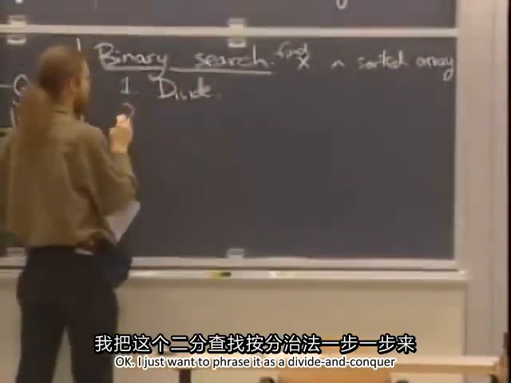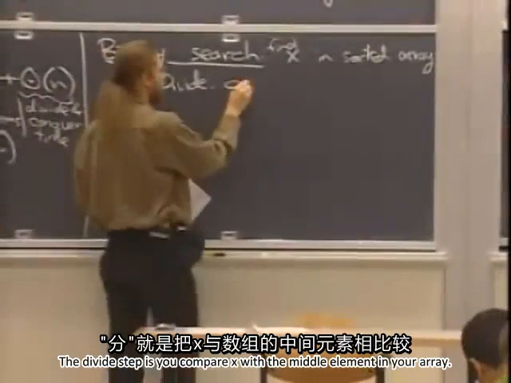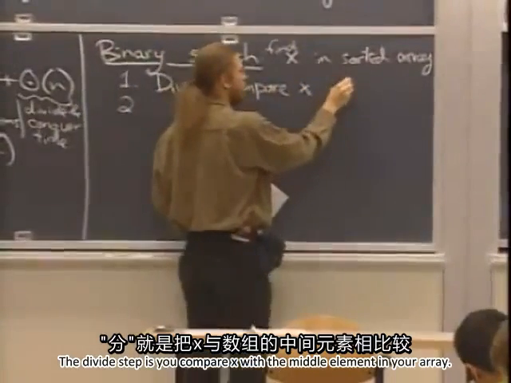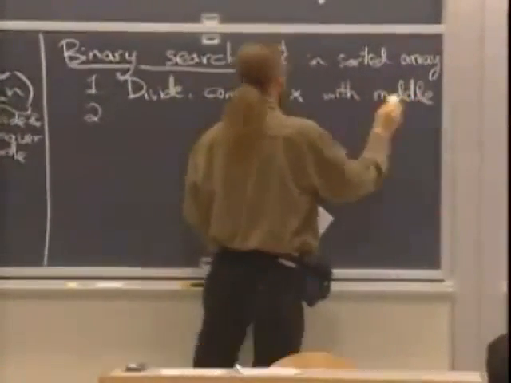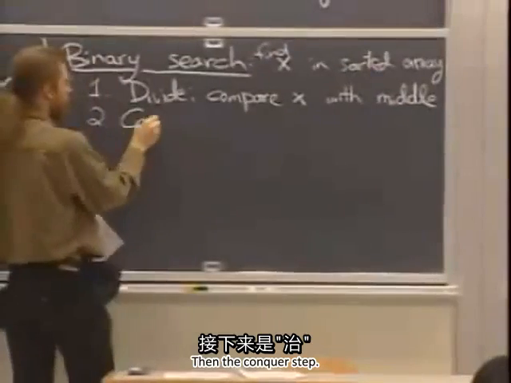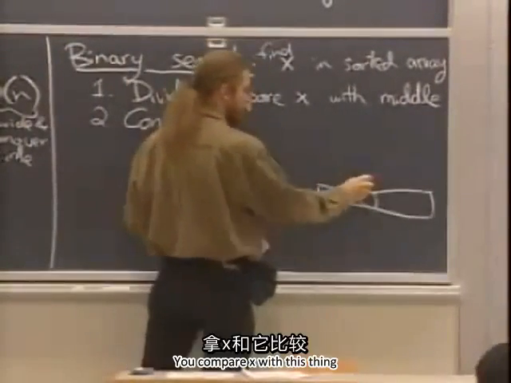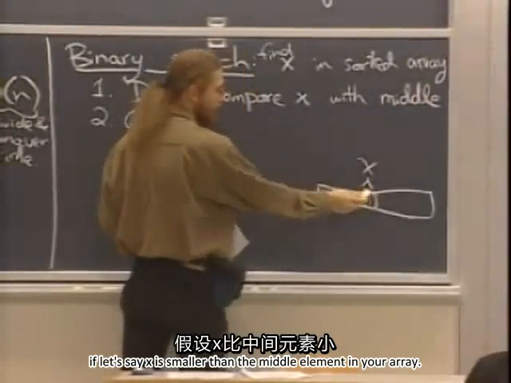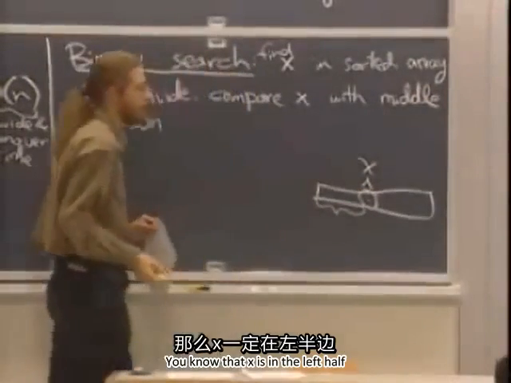So I just want to phrase it as a divide and conquer because you don't normally see it that way. So the divide step is you compare x with the middle element in your array. Then the conquer step, so here's your array. Here's the middle element. You compare x with this thing. If, let's say, x is smaller than the middle element in your array, you know that x is in the left half because it's sorted.